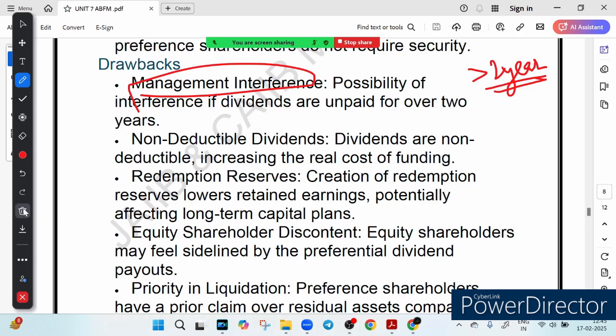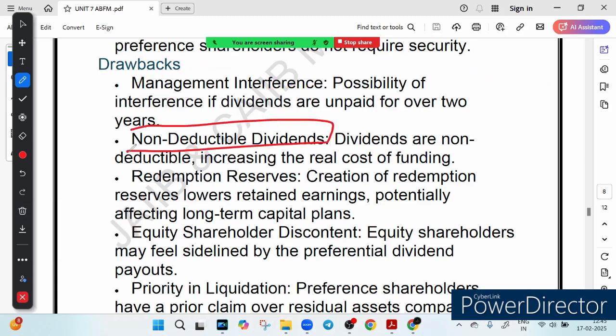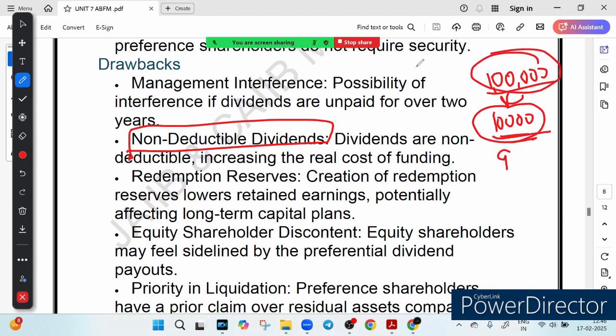And there is another disadvantage, non-deductible dividend, which means that unlike loan interest which reduces tax liability, dividend on preference share is paid from the post-tax profit. So this increases the real cost of funding for the company. I told you earlier, suppose post-tax profit of the company is 1 lakh, and it pays rupees 10,000 as dividend. This 10,000 which it pays, it cannot avoid, it cannot take rebate on it. It has to pay tax on the entire amount, right?